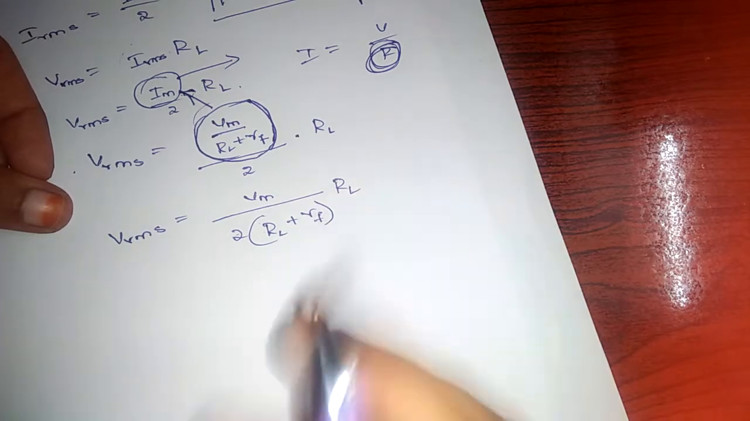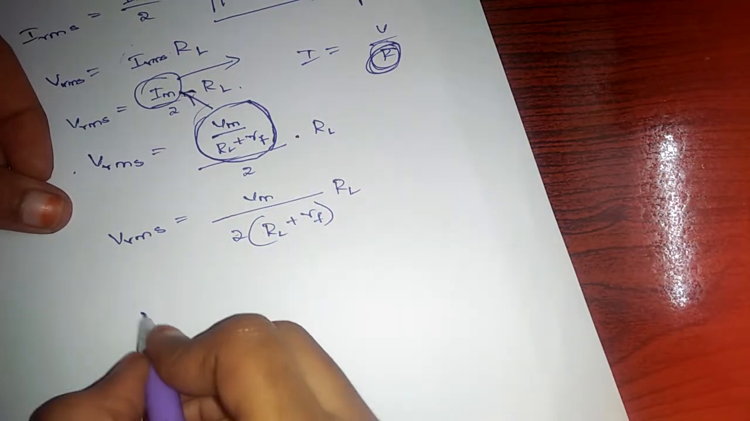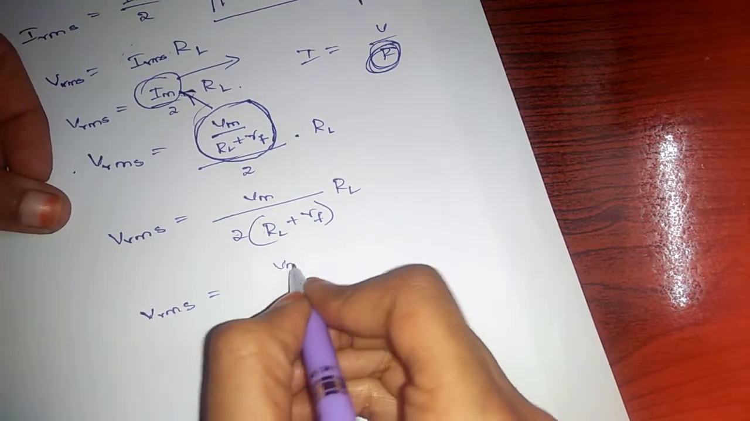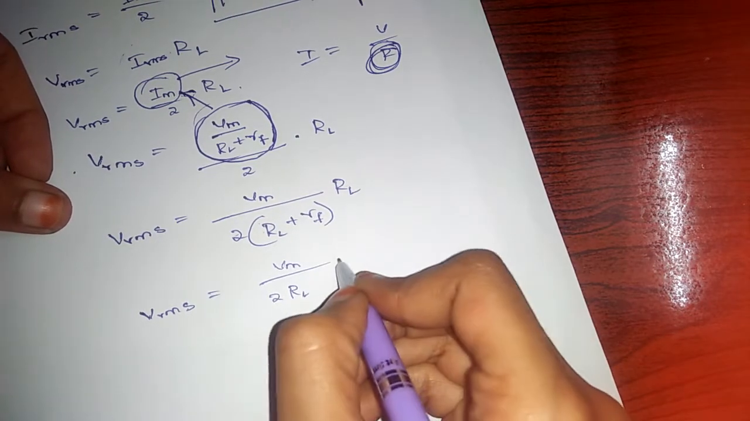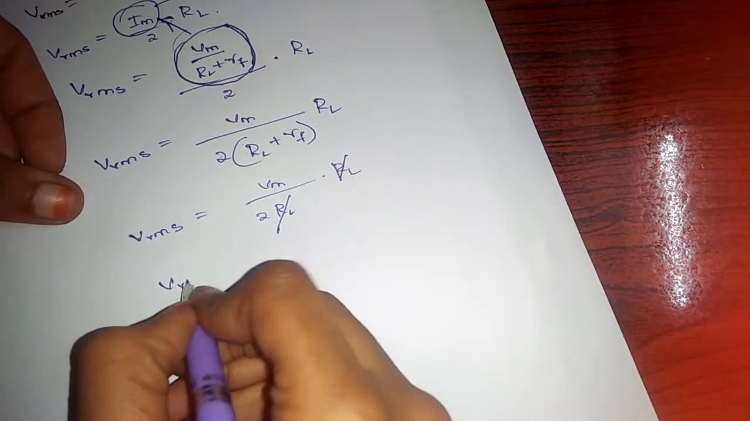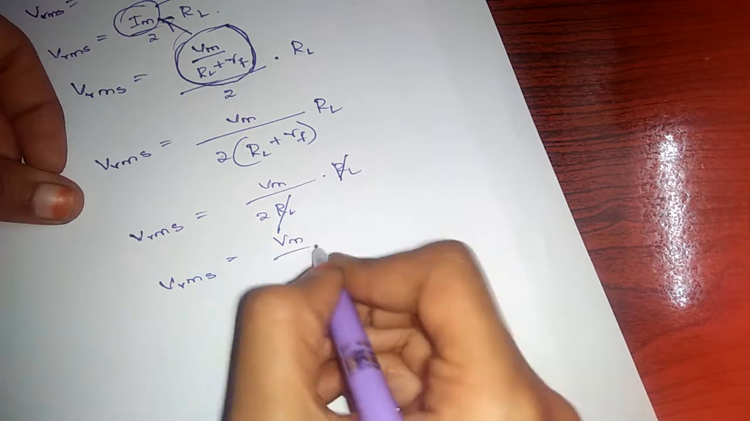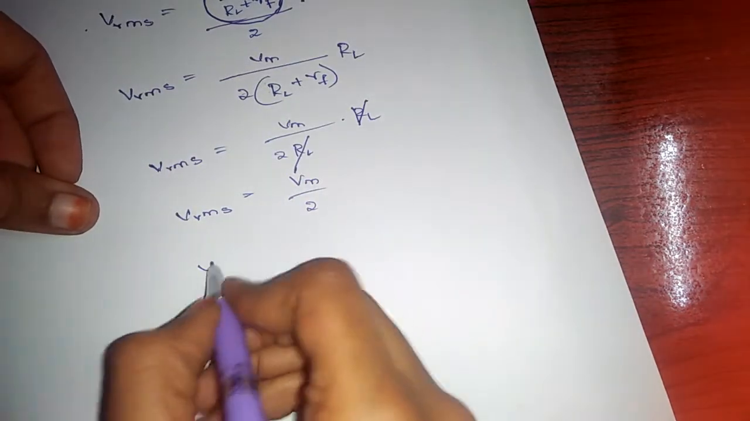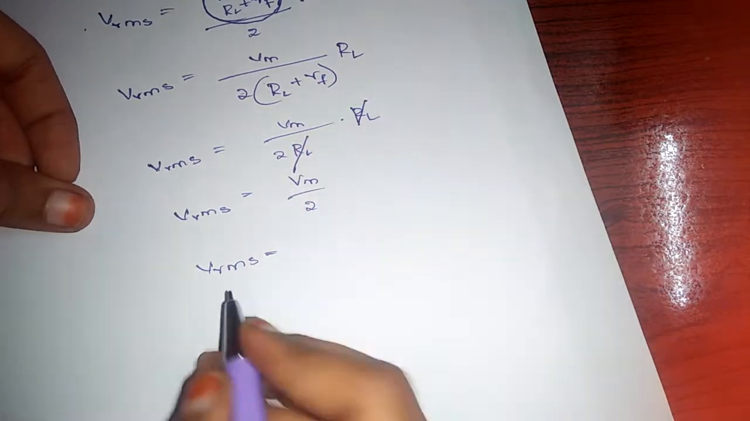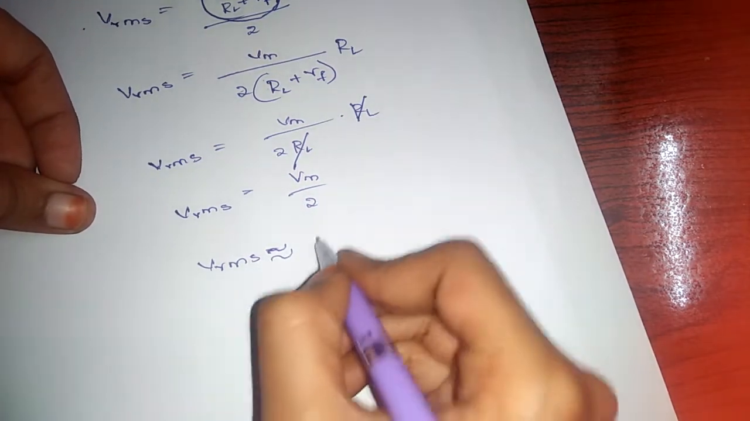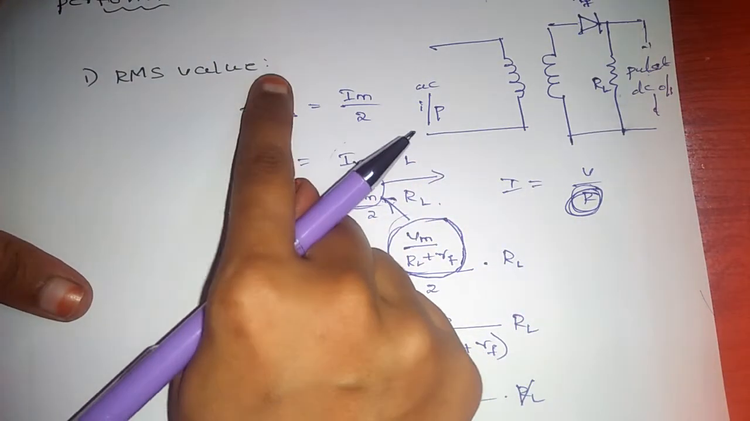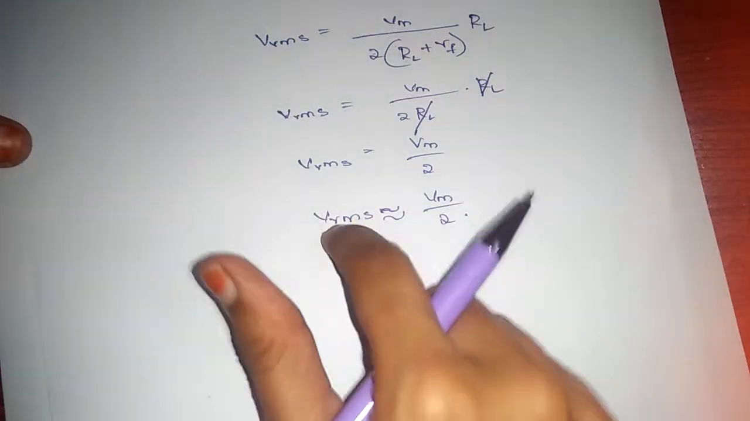Here the value of RF is very small, so we can neglect RF. Vm by 2 RL into RL. Then RL cancels, so Vrms is equal to Vm by 2. It is not exactly equal because we neglected RF, but it is similar to Vm by 2. So this is about the RMS value of current and the derived voltage.